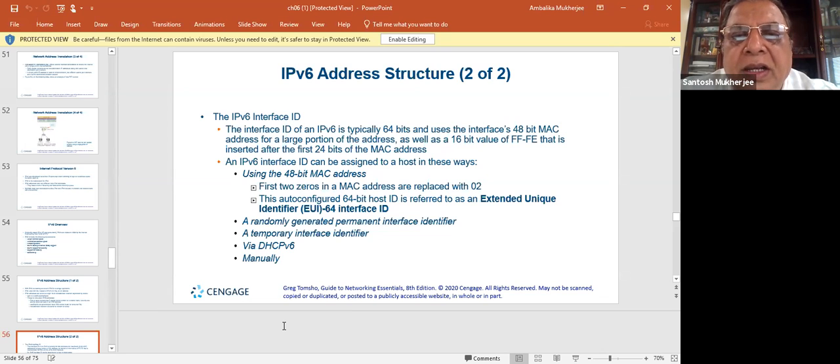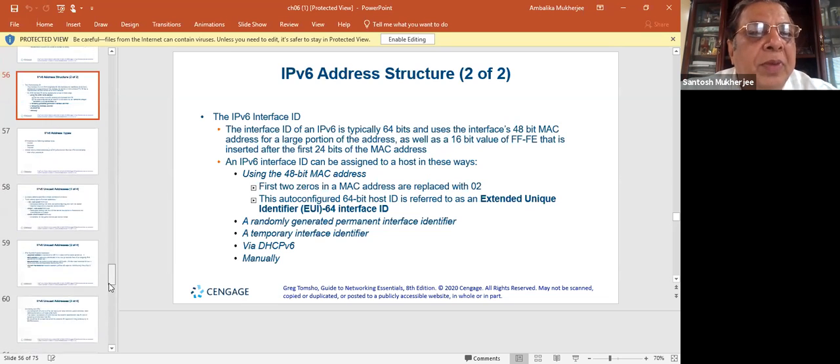Remotely and randomly generated permanent interface identifier, temporary interface identifier. So basically, its structure is like this. It has an interface ID. The interface ID can be assigned to a host in this way using the 48-bit MAC address, a randomly generated permanent interface identifier, a temporary interface identifier, and via DHCPv6 and manually. In case nothing else is happening, you can do the manual process also.